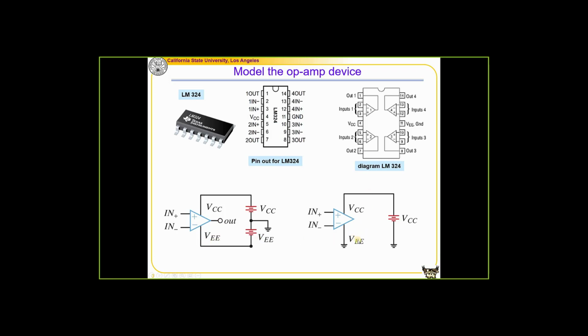For this chip, there is also a different setup. You can connect VEE to the ground. Similarly, if we use VCC at 5 volts, it means that we connect VCC to 5 volts and VEE will be the ground. So the output range for this setup is between 0 and 5 volts.